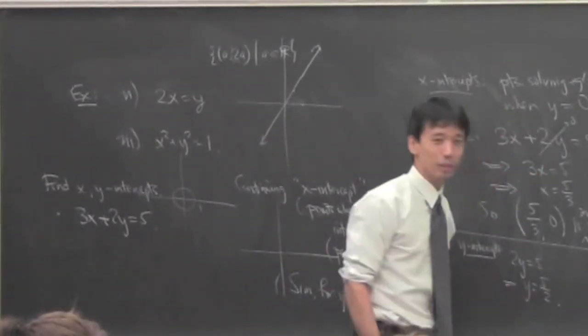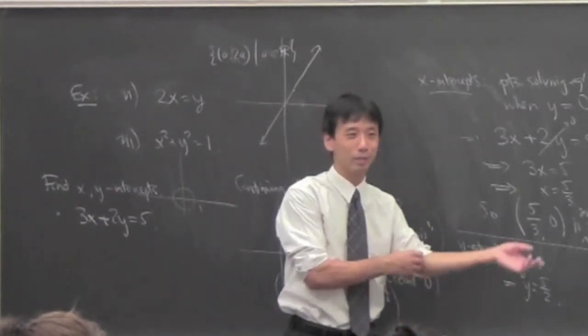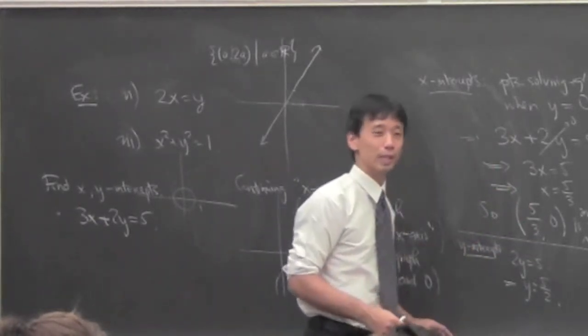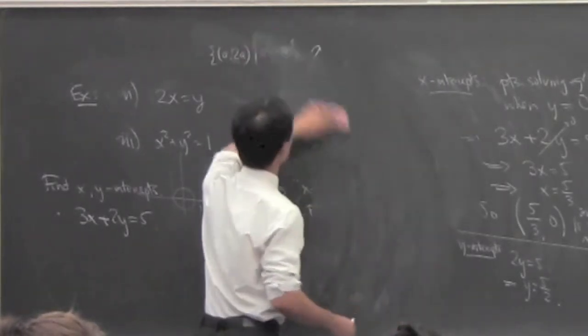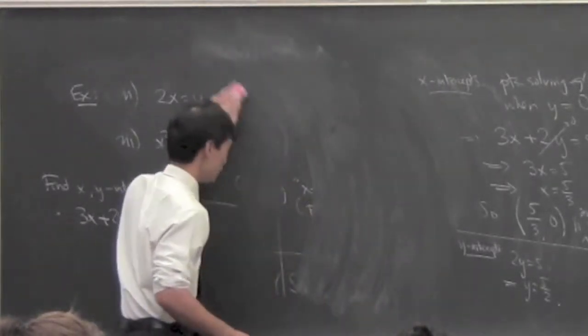Okay. Well, anyway, finding it is a very simple notion, right? X-intercept, y-intercept. Where does it intersect? What points? Does it have any solutions when x equals 0? Does it have any solutions when y equals 0?